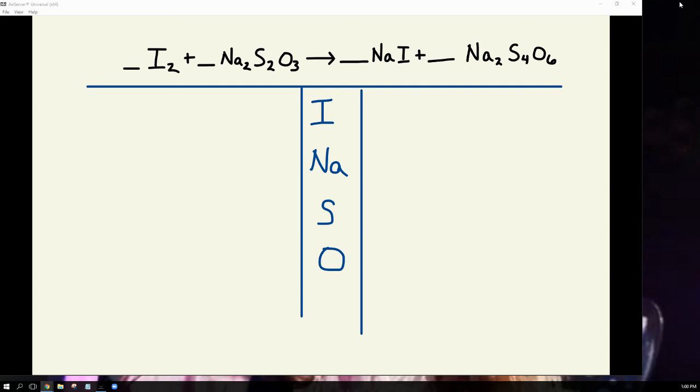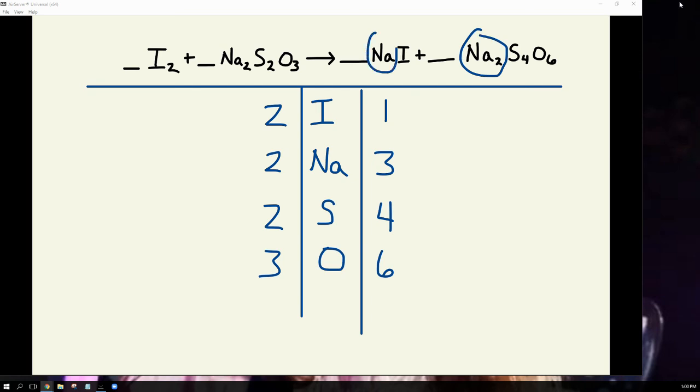only once. Okay. On the left side, I have 2 iodines, 2 sodiums, 2 sulfurs, and 3 oxygens. On the right side, I have 1 iodine, 1 sodium. Oop, I take that back. I have 3 sodiums, 4 sulfurs, and 6 oxygens. Why do I have 3 sodiums? Because I have 2 plus 1.